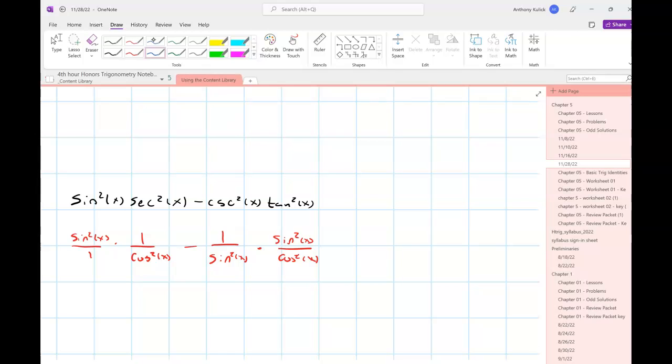Can I cancel these guys? Can I cancel those guys? No. Why not? They're both on the bottom and they're both subtraction, right? Could I have canceled these guys? No! Why not? Are they being multiplied together? No! Can you cancel things that are not being multiplied together like that? No! Look at your symbols, guys. I saw lots of people doing stuff like that.